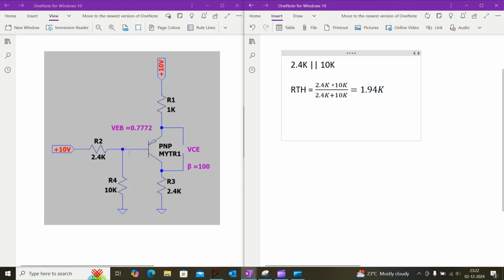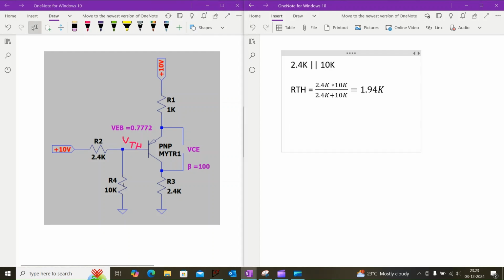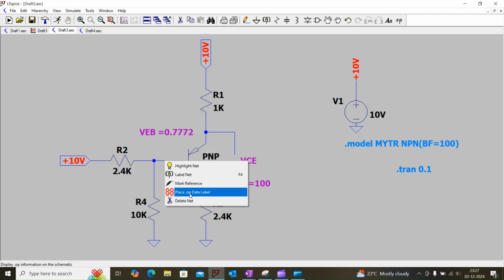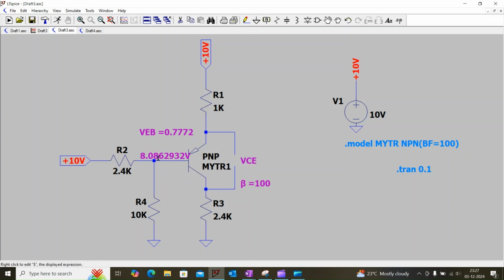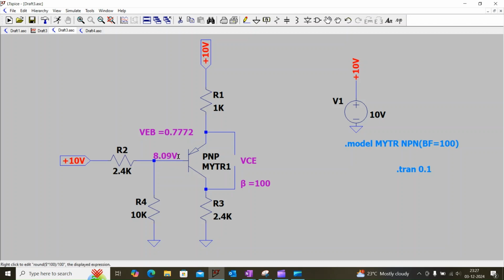Similarly, we can find the Thevenin's equivalent voltage of this junction, that is VTH. Here we have to find the Thevenin's equivalent voltage across this 10k resistor, so VTH is given as 10k divided by 10k plus 2.4k times 10 volt, which is equal to 8.09 volt. Let us verify in this circuit. If I click here, we will get around 8.08622932 volt, and if we round this up, we will get around 8.09 volt.